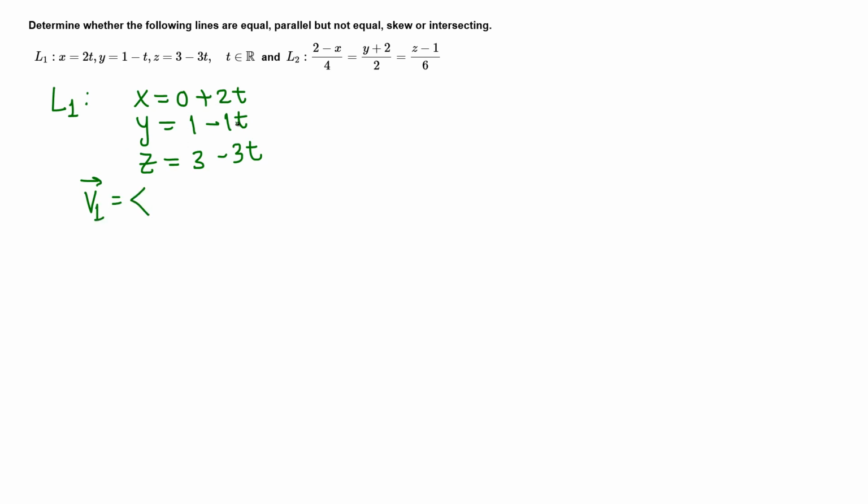Determine whether the following lines are equal, parallel but not equal, skew or intersecting. Okay, so we have L1, given in parametric form: x equals 0 plus 2t, y equals 1 minus 1t, and z equals 3 minus 3t. From this we can read the direction vector of our first line, let's say v1, which is (2, -1, -3).